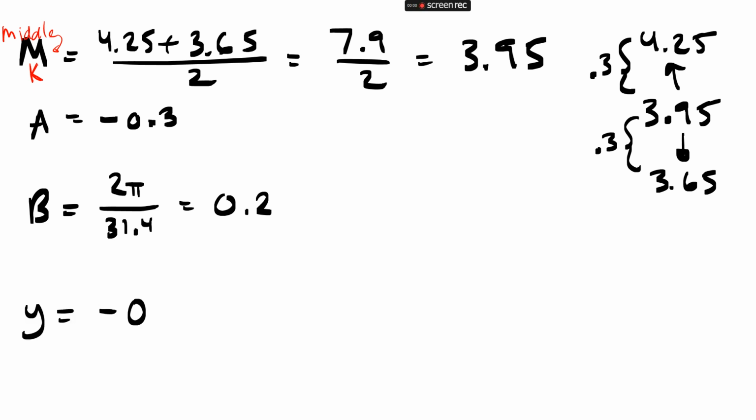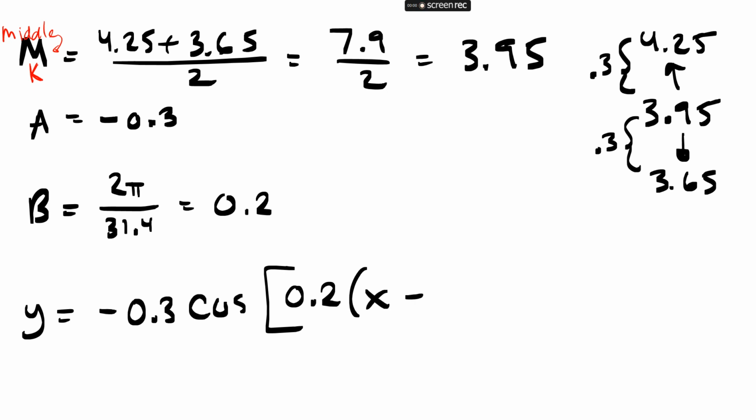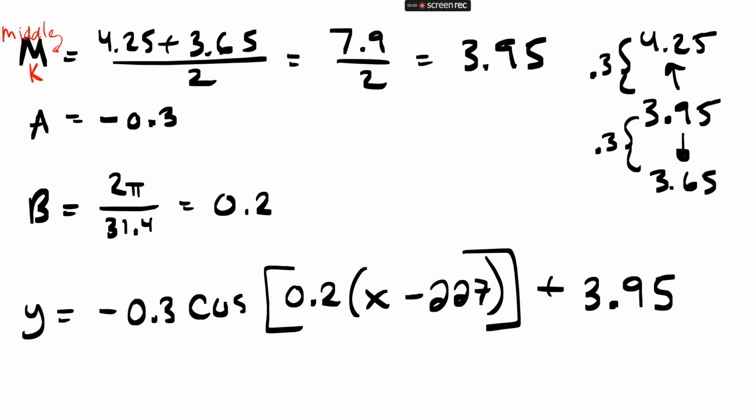So y equals negative 0.3 cosine 0.2. And then how much of a phase shift do we have in terms of days? 227 days. That's how much we've moved away. And then how much do we have to go up? Yep, we got to go up 3.95 to the middle of our graph. There it is. Normally we just leave it like that. Okay, perfect there. Okay, that was 4.5.